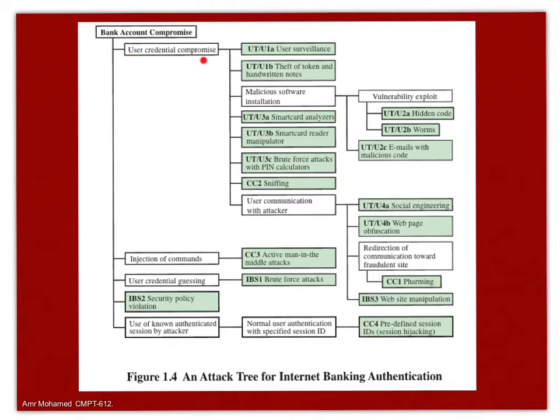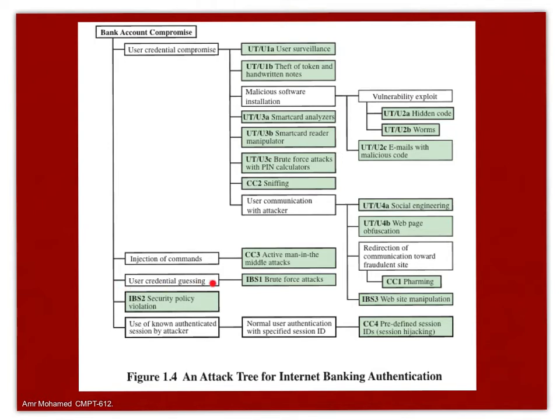So either we take the user credential compromise, or we do some injection of commands. This would be using active attacks. In that case, we play a man-in-the-middle attack, and we try to send some information to the user to impersonate, for example, the bank, or impersonate another banker. And using this man-in-the-middle attack, we can get the information that we want to attack that bank account.